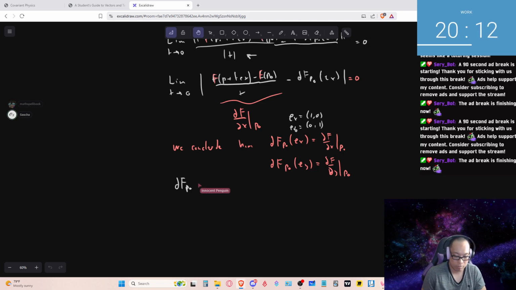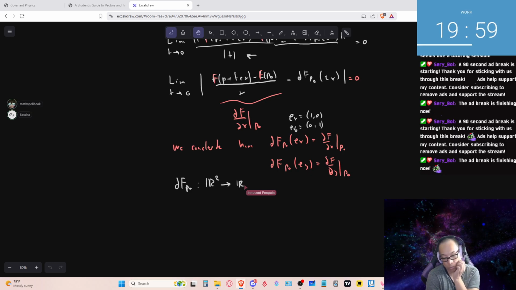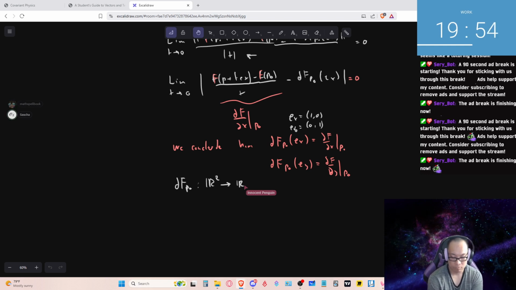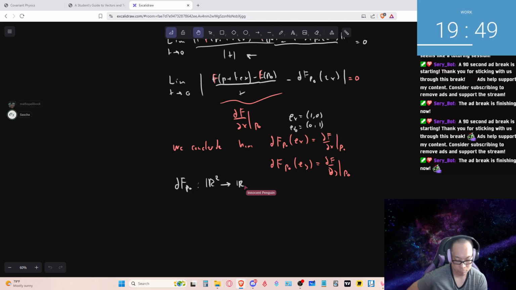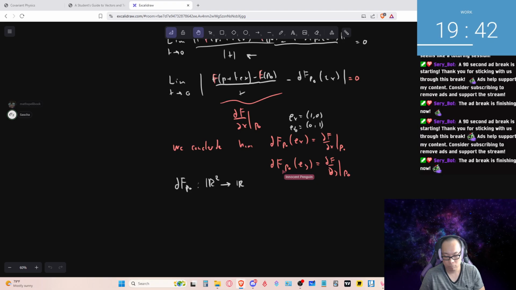Okay. So recall, df is a linear map from R2 to R. And what we just did is a computation with a basis, right? Because as you said, e of x and e of y are a basis. And if we have a linear map and we know its value on the basis, we know everything about it. This is just a thing from linear algebra.